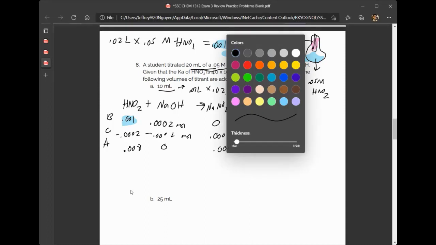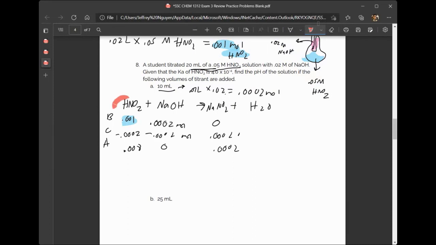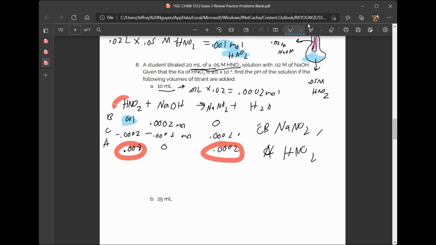So the next step is to identify what species is present. Okay, so I see that we have HNO2 and NaNO2. Well, what do I notice about those two? We have NaNO2 in solution, and then we have HNO2. Notice how this is a conjugate. We have the acid, right? And then we have a conjugate base. So how do we solve pH when we have an acid and a conjugate base? We just do the HH equation. So pH is equal to pKa plus log of A minus over HA.